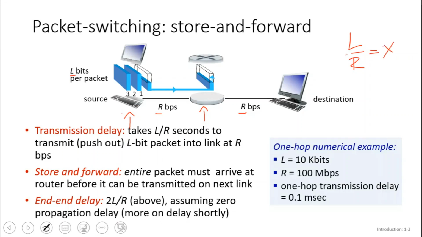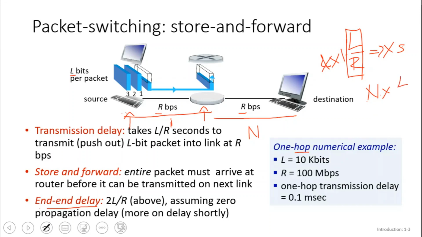The result is in seconds. But this is for one transmission between the source and the switch, which is what we call one hop. If we have another hop, then it will be 2 times the previous delay, so 2L divided by R. Now, instead of 2, in real life you have n of them, so the delay will be n times L divided by R, where L is the size of a packet.